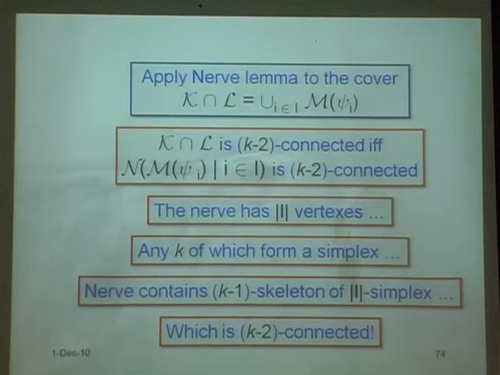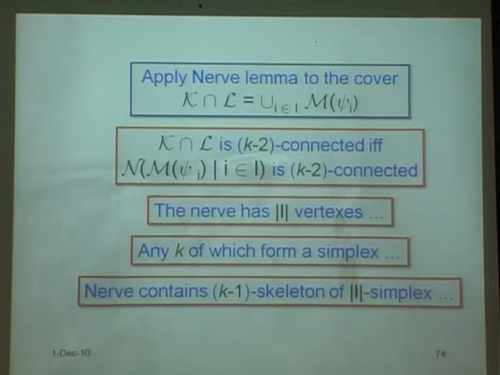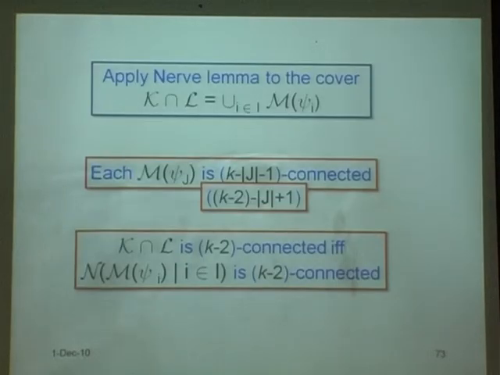In order to know whether it's k-2 connected, I don't need to know about the entire thing. All I need to know about is the k-skeleton. So if I take the intersection of any k of these things, suppose J has size k, then it's -1 connected, which means non-empty. So I know that if I take the intersection of any k of these covers, then the result is non-empty, which means that every k vertices of the nerve defines a simplex.